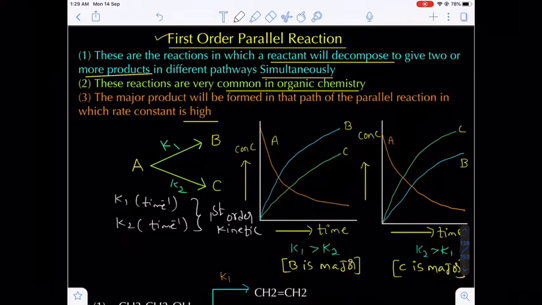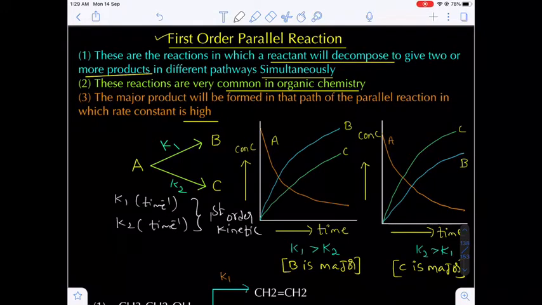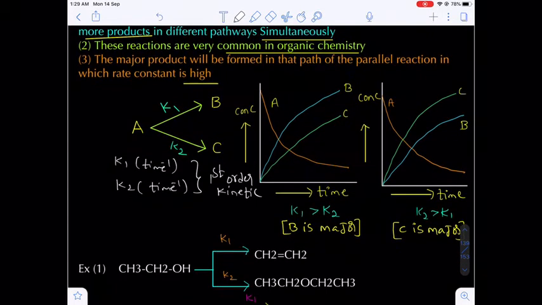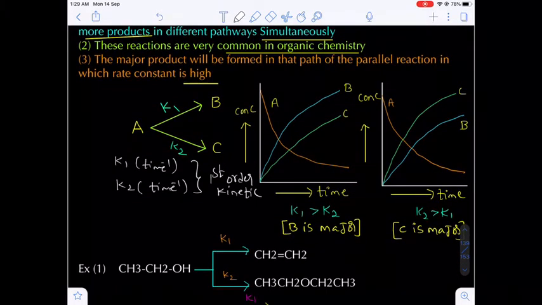Now in this graph, if you see, on the y-axis concentration and on the x-axis time is taken. The concentration is a function of time. Initially only reactant is present in the container. As the time starts, the concentration of reactant slowly decreases exponentially. In a first order reaction the concentration of reactant decreases exponentially, and simultaneously the concentration of product increases exponentially. Here there are two products B and C.